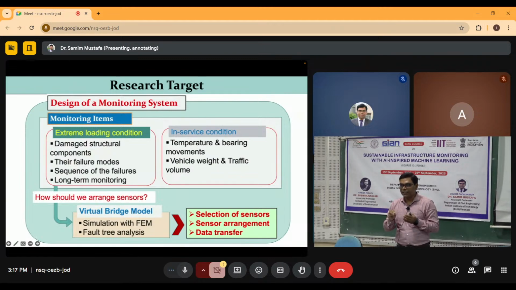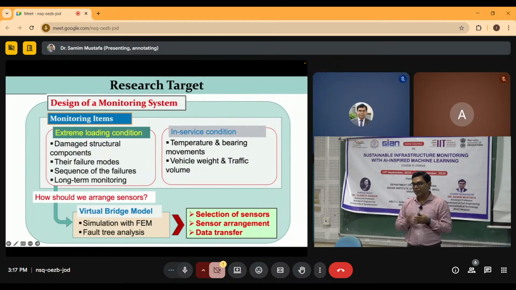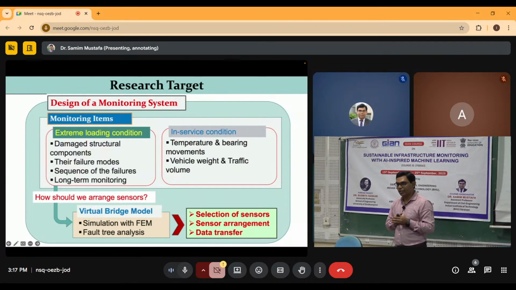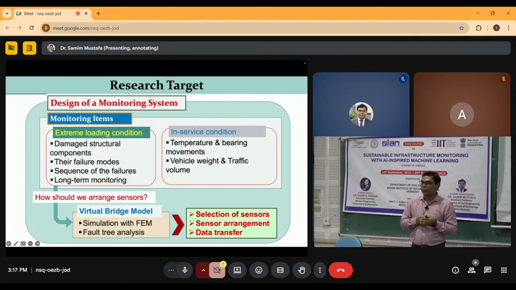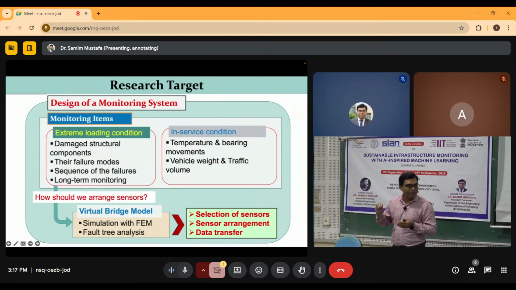Even bridges: if a bridge collapses during an earthquake, then connectivity will be lost. Then how do we send the ambulance or relief vehicles? That is a problem. So we want to know during or after a major earthquake whether there is damage or not. Quickly, in real time, we want to know whether there is damage in the important structure. If there is damage, then you send your maintenance team there to check the extent of damage and whether it could be maintained or repaired quickly, within the limited time.